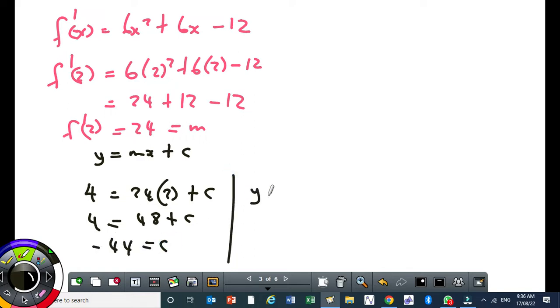So the equation is going to be y equal to 24x minus 44. Are you following that? We're finding the equation of the tangent at a given point.